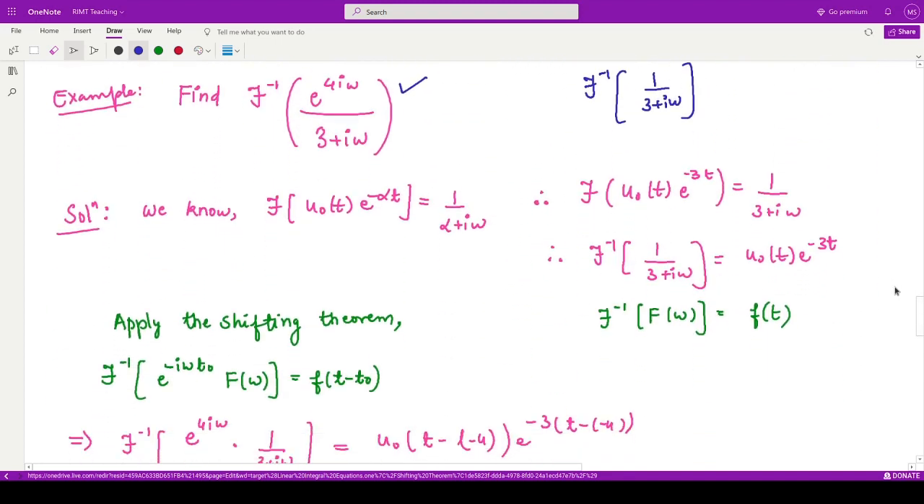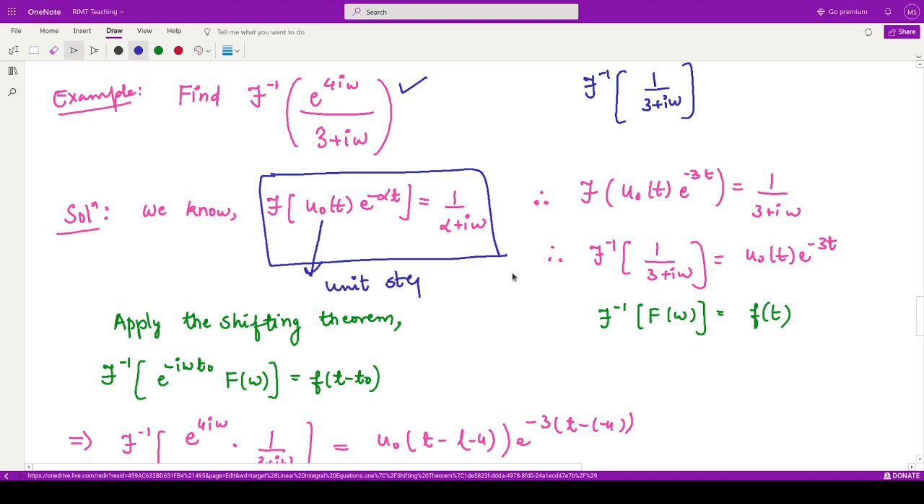So what can we do here? Firstly, we'll calculate the Fourier inverse of 1 by 3 plus iota omega. We know this formula: the Fourier transform of u naught t e to the power minus alpha t is equal to 1 by alpha plus iota omega, where u naught t is the unit step function. What is the unit step function? It is the function which is 0 when t is less than 0, and 1 when t is greater than or equal to 0, right? So it is discontinuous at the point 0.